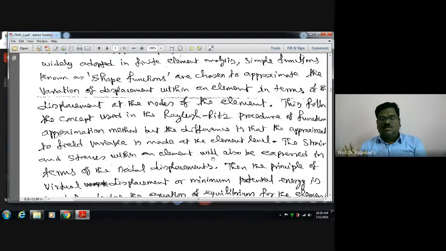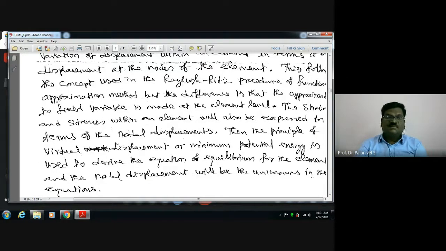Once you are expressing the variation of displacement within an element in terms of the nodal displacement, what is the meaning? What is the strain in it? Displacement per unit length is the strain. That multiplied by Young's modulus, the material property, will give you the stress. Obviously, the strain and stresses within an element will also be expressed in terms of the nodal displacements.